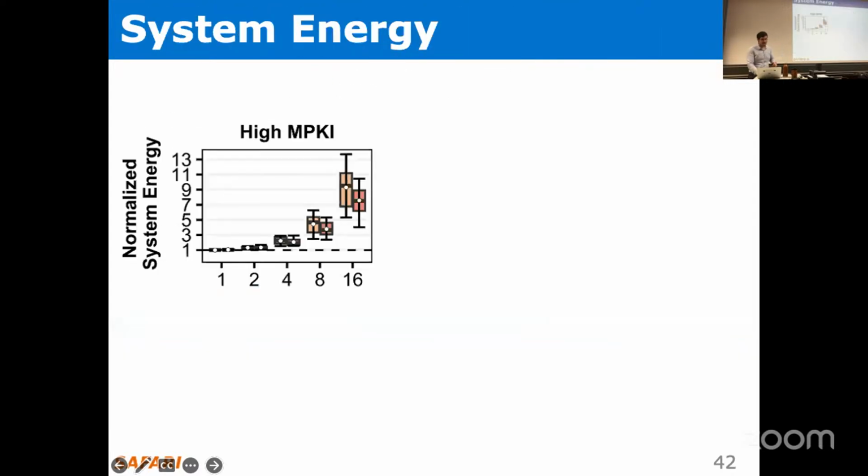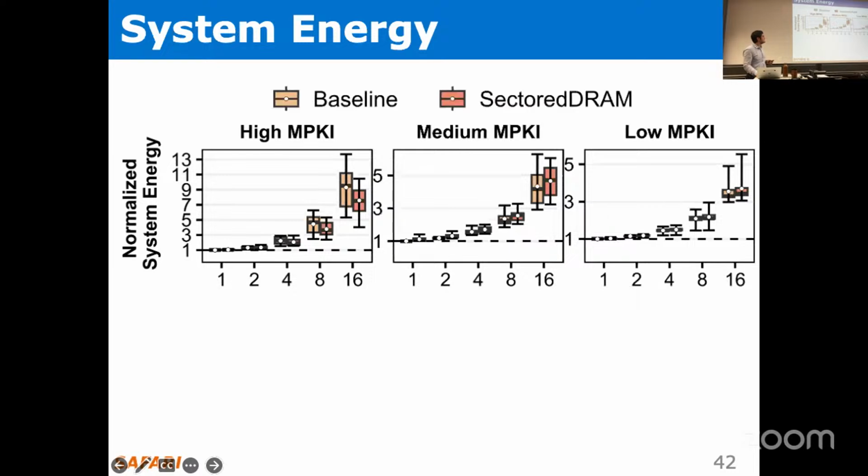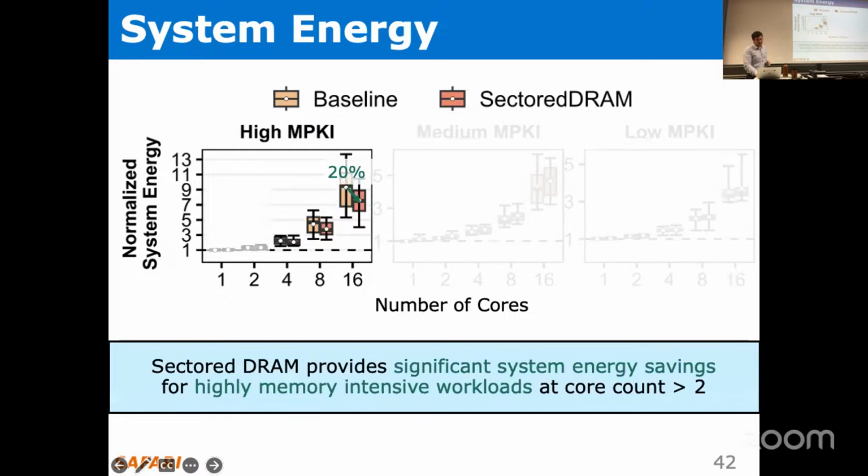Okay, so that was the bulk of the presentation, I think. The rest is still important, but I can proceed faster. This is the system energy consumption across all tested workloads for different workload categories. I'll just make this observation that sector DRAM provides significant energy savings when you have core counts larger than 2, because with core count 2 and 1, you don't have a memory-intensive enough workload to provide tangible benefits with sector DRAM.